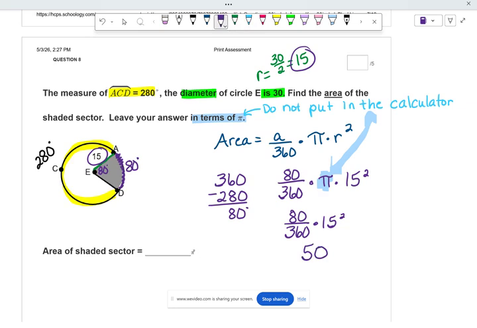And then look, they've already got the pi there. It's teeny tiny. I wish that that was bigger, but y'all, it is what it is. It says in terms of pi, your answer would be 50 pi. The pi is already there. All right, number 9.